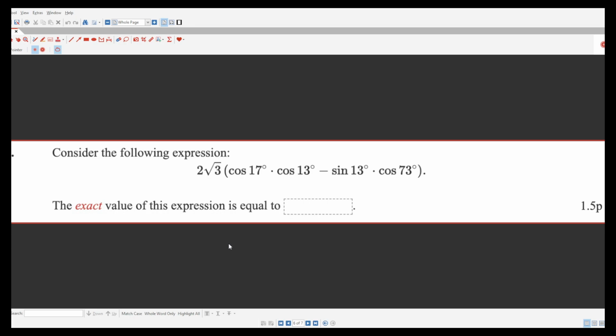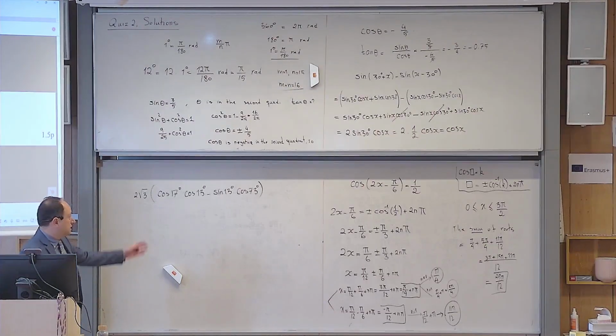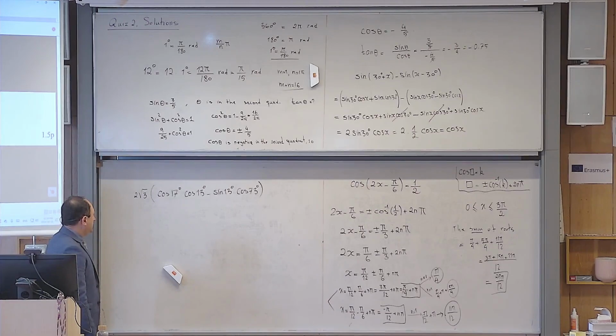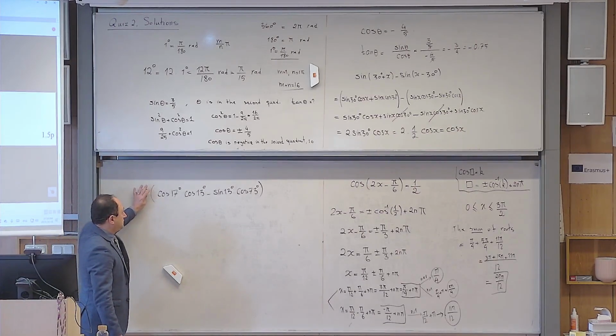You can see the question as I'm writing it down here, because these are A-level questions. So the question is, we want to simplify this as much as possible. So this is cosine 17 degrees, cosine 13 degrees, and then minus sine 13 degrees, and then you have cosine 73 degrees. Okay, so this is the problem that you have.